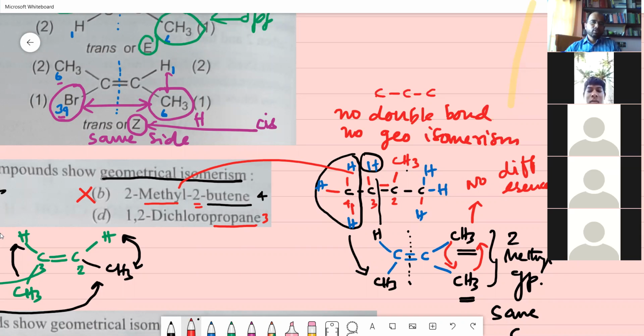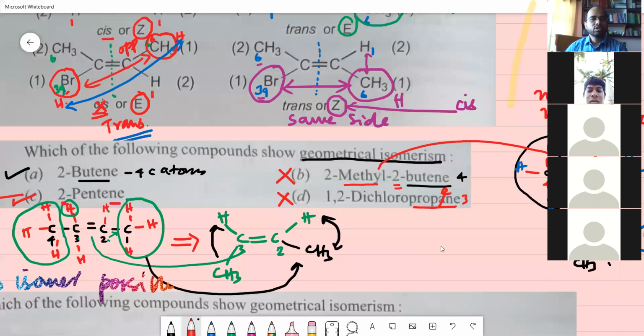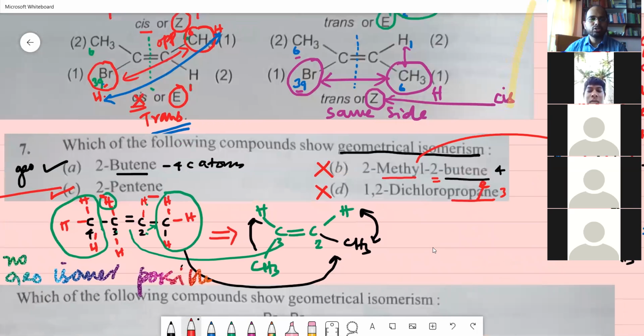Suppose there is a double bond at this place, it would be 2 propene, 1 propene, like that. Even if you put a chloro here, it will not show geometrical isomerism. Therefore this will also not show the geometrical isomerism. And for this question number 7, which of the following compounds show geometrical isomerism? Only 2 butene and 2 pentene show geometrical isomerism.